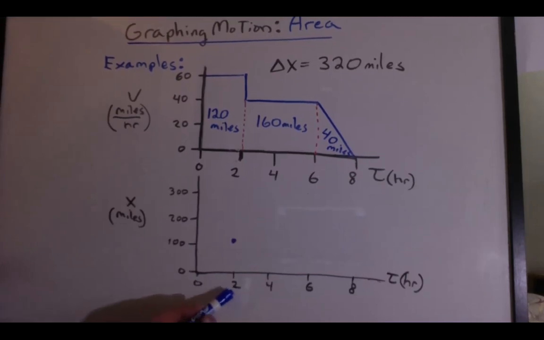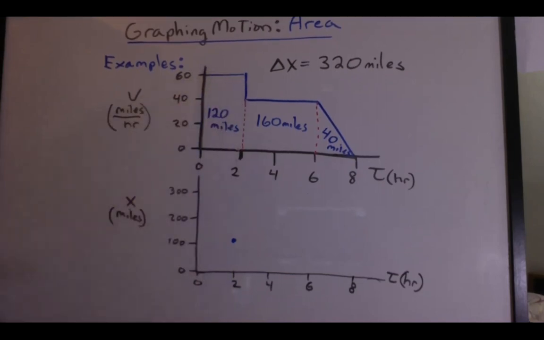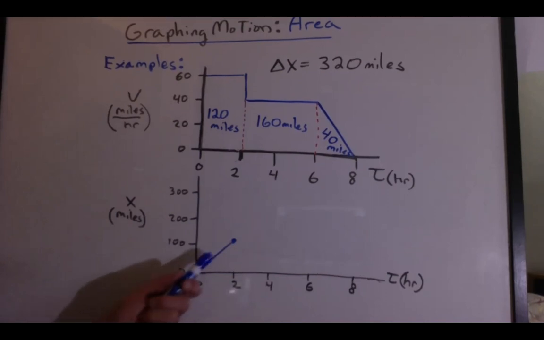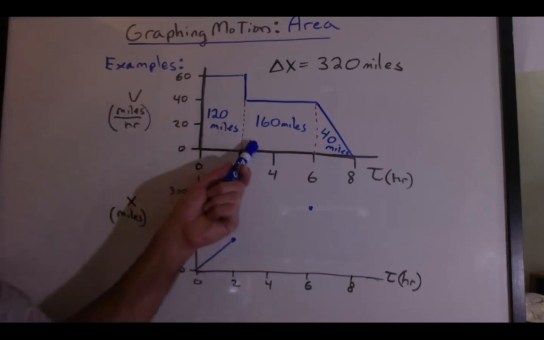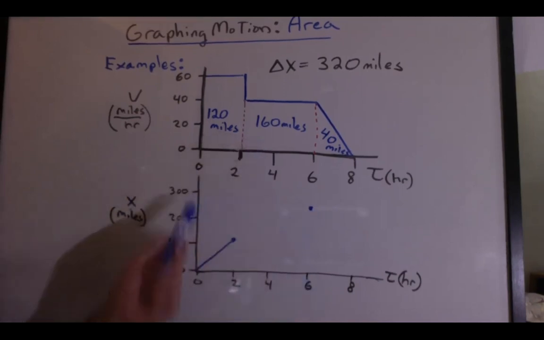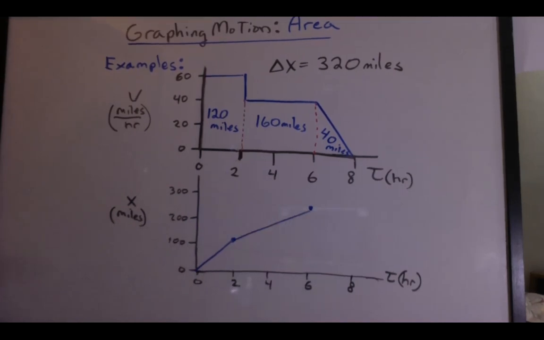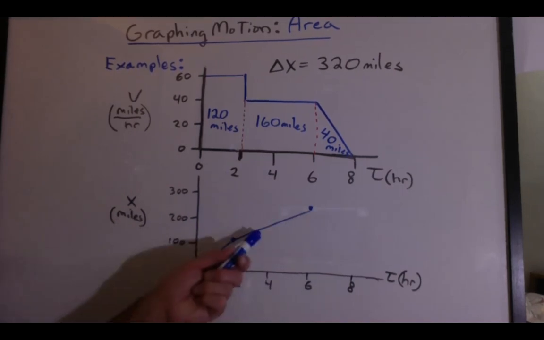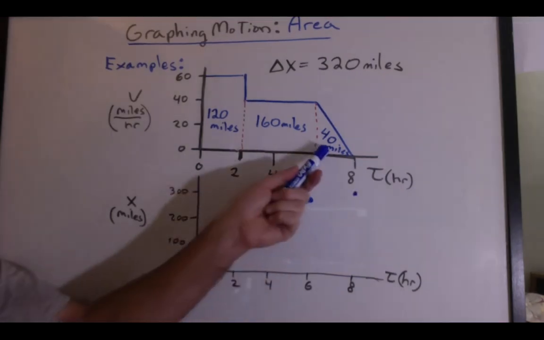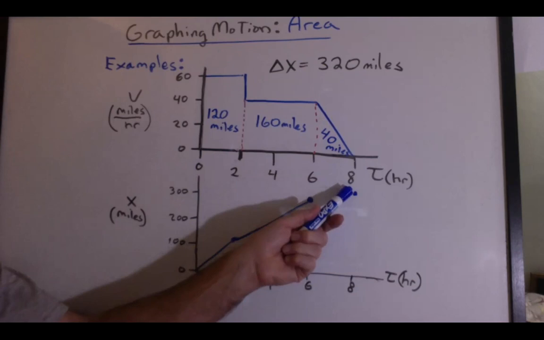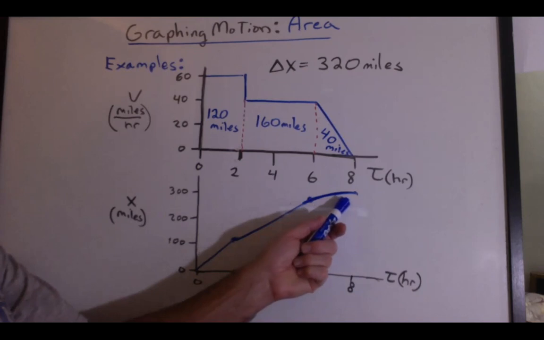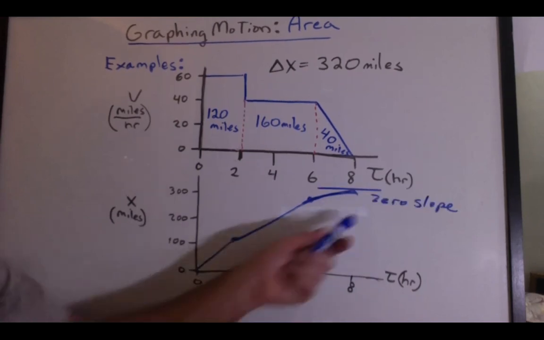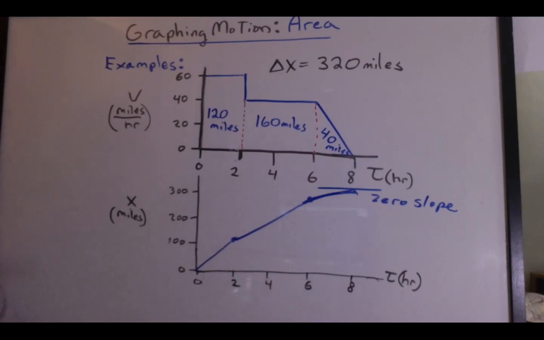At 2 hours, we're at 120 miles. We traveled at a constant speed. This says we've made steady forward progress. Now we have to add 160 to get to 280. That was also done at a constant speed, but it was slower, so the slope is a little lower. In the last section, we're only going to travel another 40 miles in 2 hours, but we're slowing down, so the slope has to gradually approach 0. The 0 slope means we have 0 velocity.